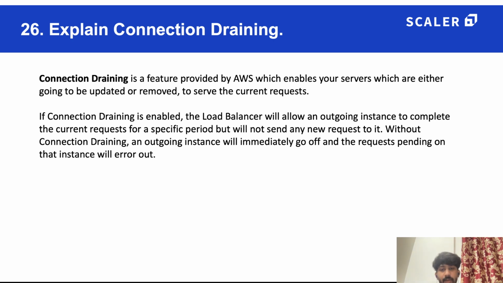Without connection draining, an outgoing instance will immediately go off and the requests pending on that instance will error out. That would be a major problem for users, right? Because if you're trying to retrieve some data and the application was working at that point of time, once you click on retrieve data and it doesn't give you the data, you would be quite annoyed. But using connection draining, that wouldn't happen. If the system is going to be updated, you would get back the data and then it will go to an off state where it's in maintenance. This is connection draining, and this feature is available in the load balancer.